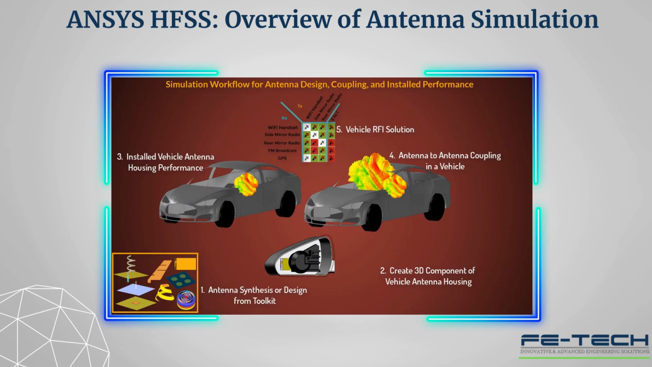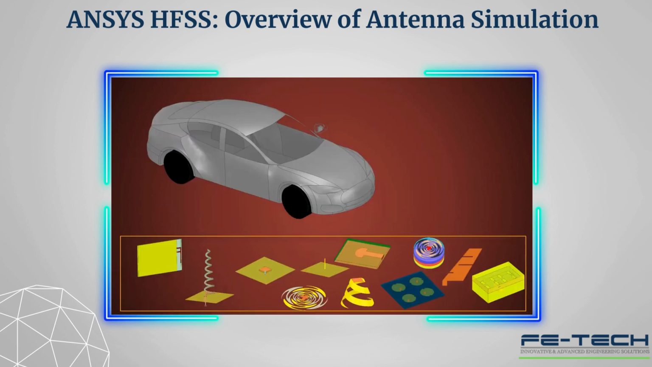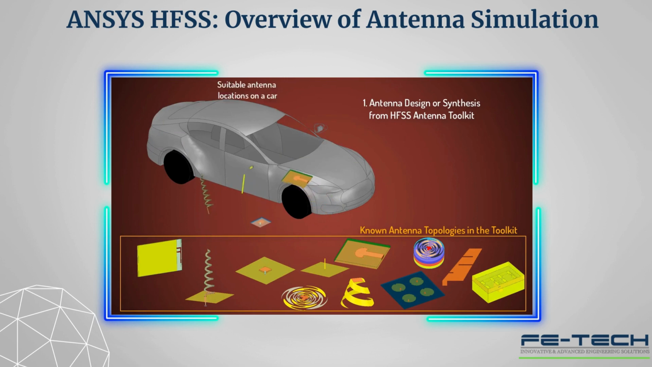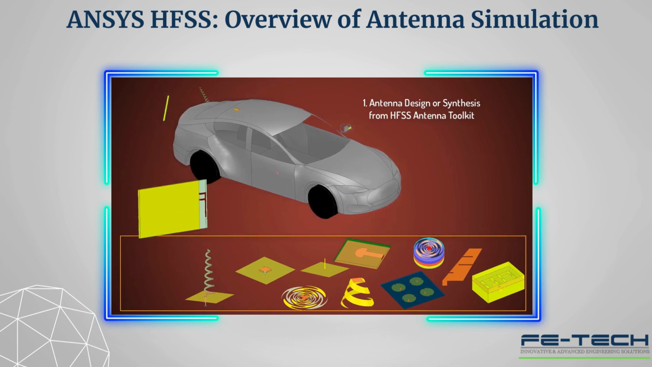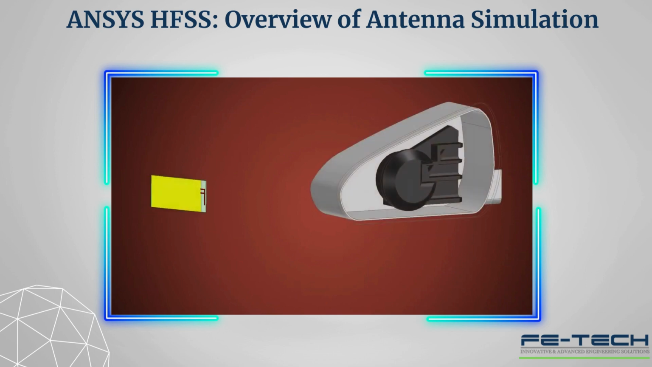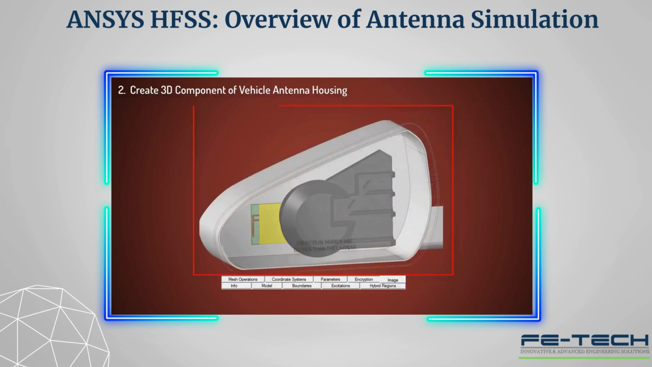Our workflow includes various steps from initiation to completion. Generally, an antenna is designed under the assumption that it sits in free space or on an infinite or well-defined local finite ground plane. Therefore, first we'll select an antenna from the number of known topologies present in the HFSS Antenna Design Toolkit. In reality, antennas readily couple to their local environment, so we'll place our antenna within a standalone side view mirror of a car and create a 3D component.